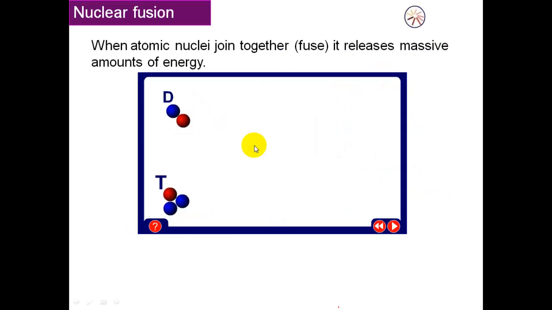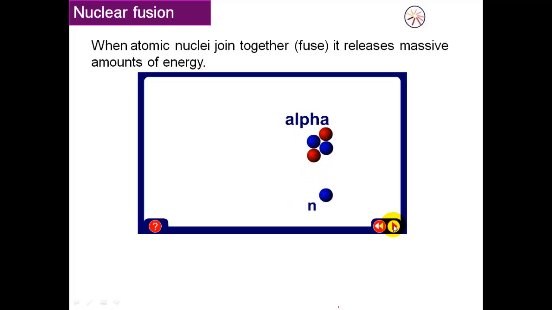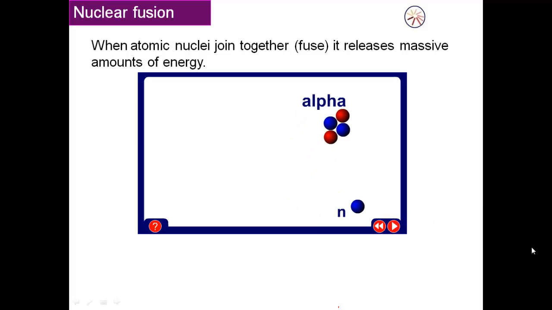And here we have an example. Deuterium and tritium come together. They fuse and they make an alpha particle and a neutron. Where does nuclear fusion happen in nature? The only place we know it happens is in the production of helium, which is in stars.